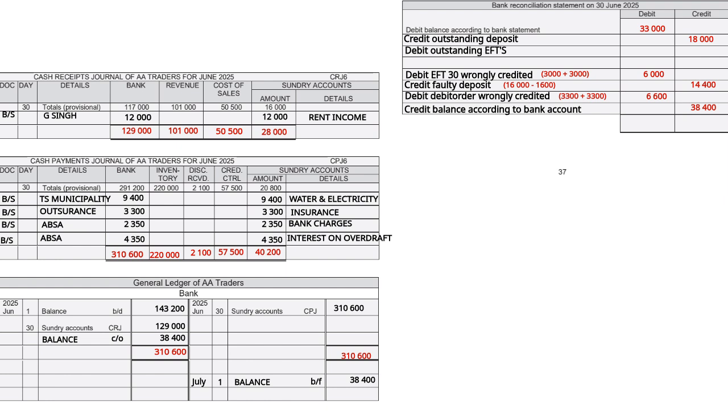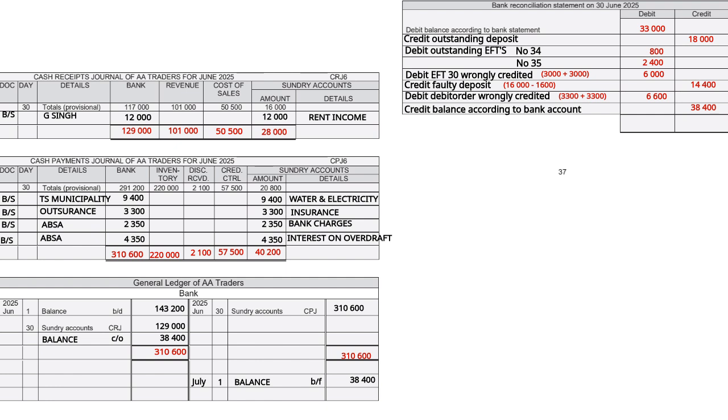Then if we go to our outstanding EFTs, we highlighted them. It was number 34 and 35 that we saw on our cash payments journal, but it was not on our bank statement obtained on 30 June. So debit outstanding EFTs is number 34 and number 35. Number 34 for 800 and number 35 for 2,400.